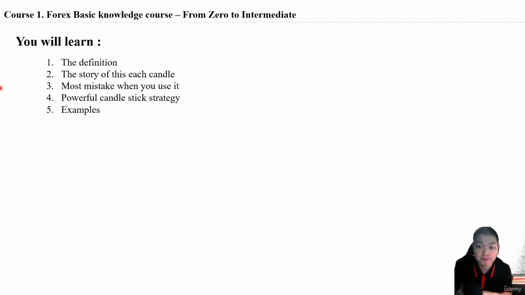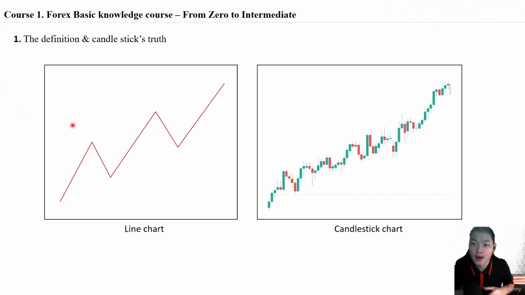So first of all, the definition, because when you learn something you need to define it. Candlestick is one of the methods of technical analysis. Normally when you choose a TA, you have two types of chart. The first one is a line chart, quite simple, just a line on the left side. The candlestick chart is quite complicated because one candle can tell you one story behind it, so it is quite hard to understand at first.